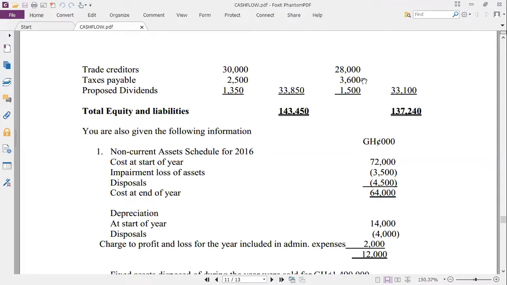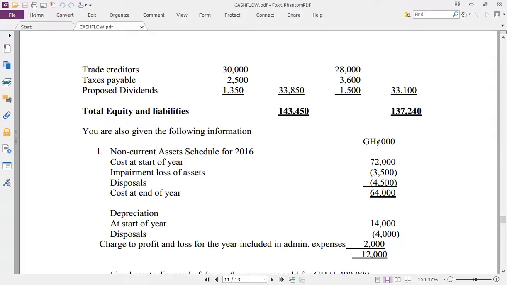So you can see cost at the start of the year, 72,000. Good. Impairment loss of asset 3,500. How do you treat impairment loss? We said depreciation, impairment, amortization, the same treatment. So it must be reversed. Impairment is just a loss incurred on the assets. That one's not deliberate as compared to depreciation. Impairment and depreciation have the same treatment. And then written down of assets like inventory. Inventory written down, that one too.